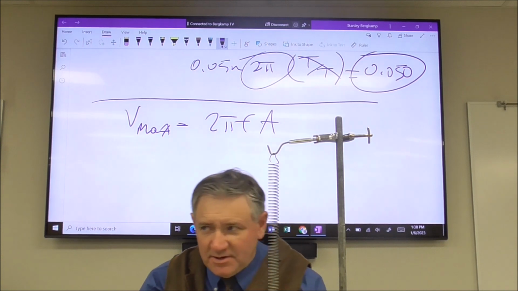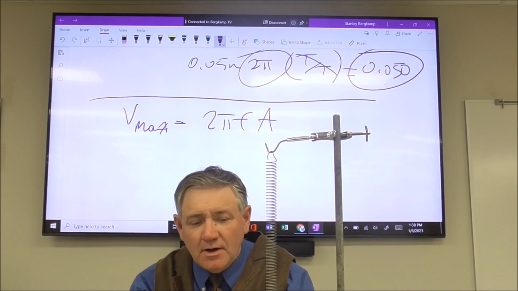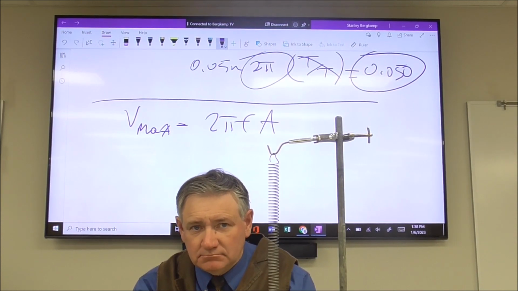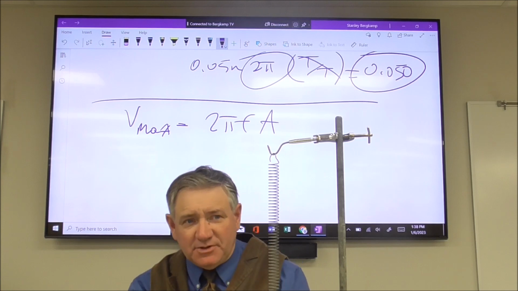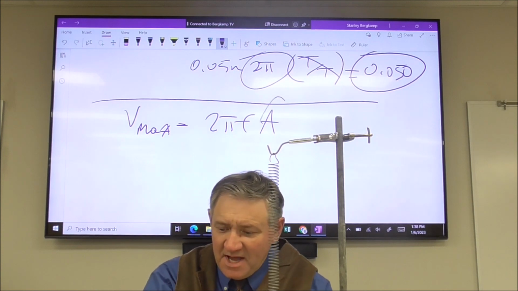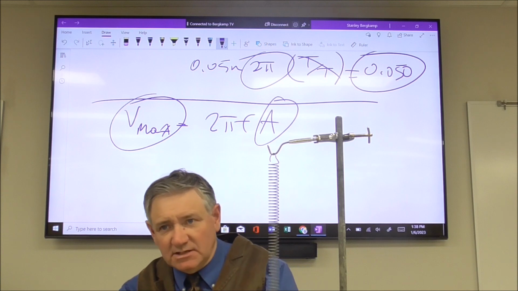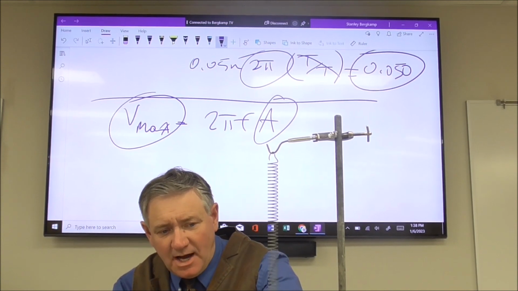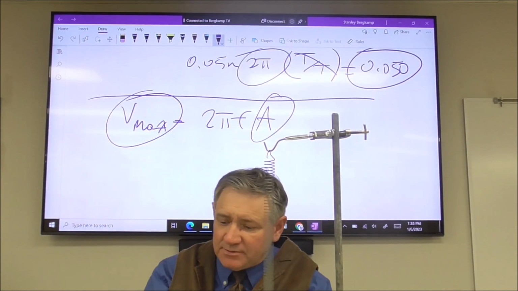If this is sitting here right now, what's my V max going to be right now? 0. Why? There's no amplitude. So if I have no amplitude, I have no V max. Makes sense. Now, if I make it oscillate, now it has an amplitude.